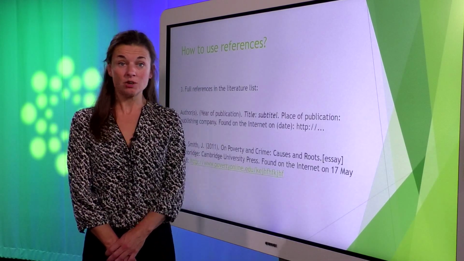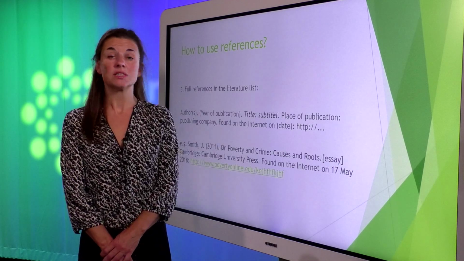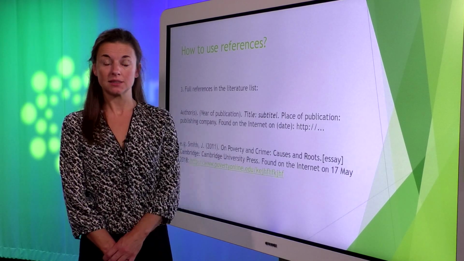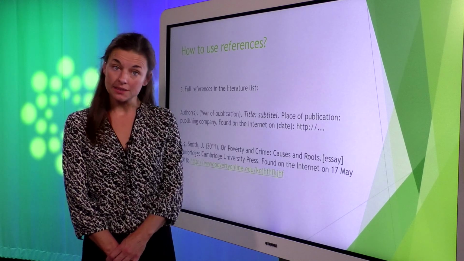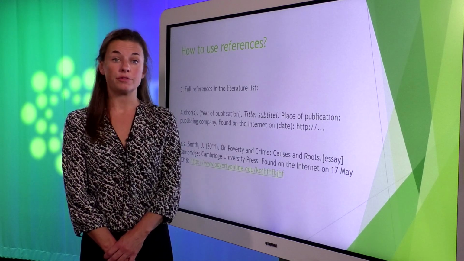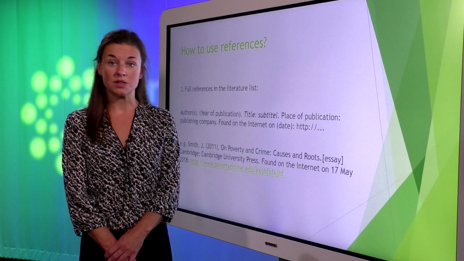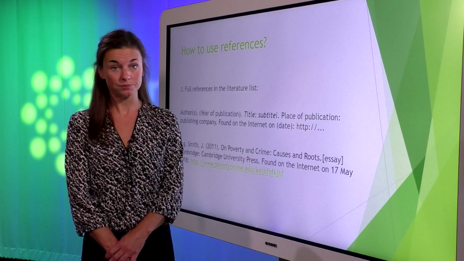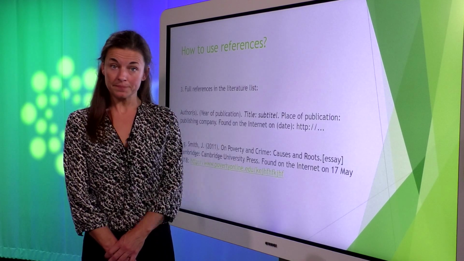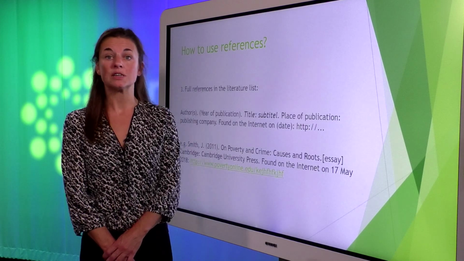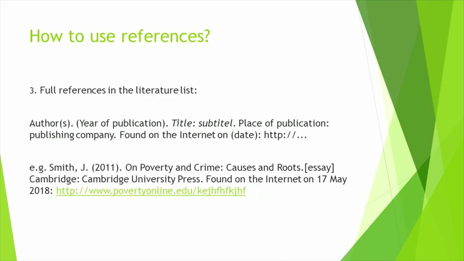Full references of all the sources used are presented in the reference list. This list should be complete. Every full reference should contain all the information you have about the source. For APA, this means that a full reference should at least contain the following elements. Unlike with the short reference, it now becomes clear that Smith 2011 is an essay that can be found on the internet.